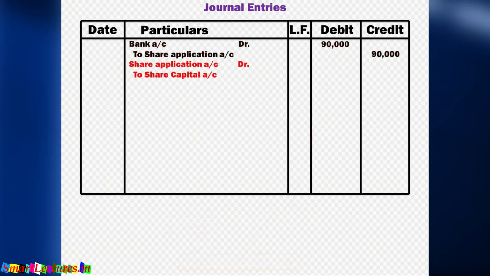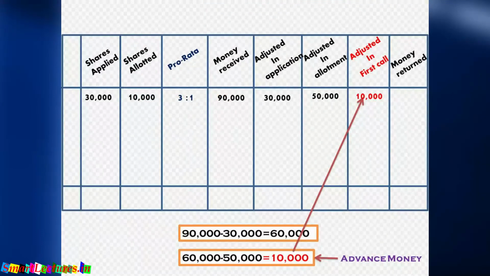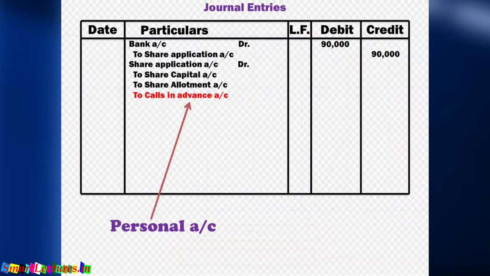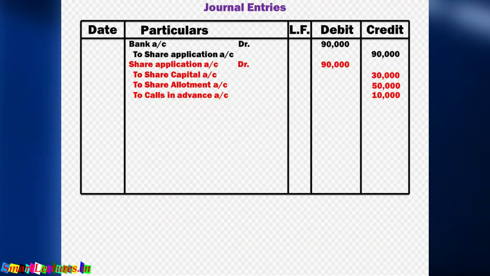Then share application account debit to share capital account and to share allotment and to calls in advance account. For the money received against first call, I am using the account calls in advance account. This is personal account. So the amounts will be 90,000 rupees, 30,000 rupees, 50,000 rupees and 10,000 rupees.